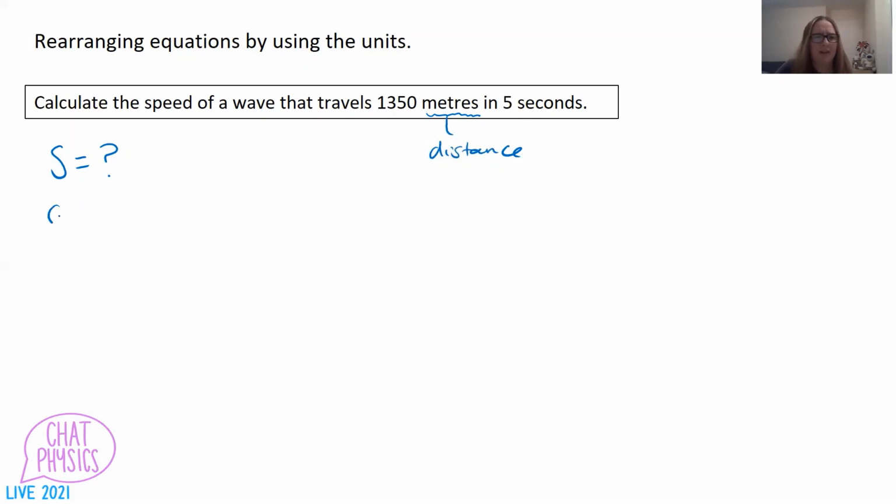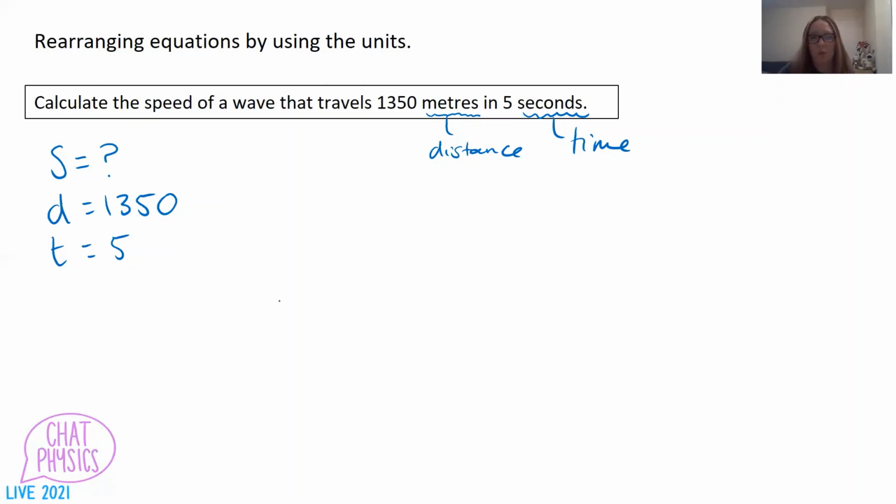I'm going to go right ahead and use D for distance. The distance travelled was 1,350 meters, but I'm happy with the unit. Last one, 5 seconds. Well, it doesn't tell us the quantity, but again, we can find it by looking at the units and saying, well, seconds is the unit we use to measure time, and this is 5.